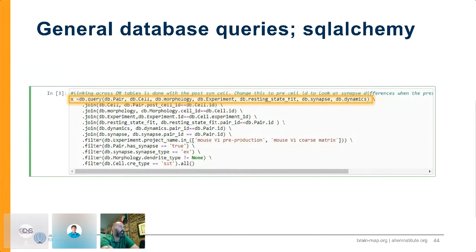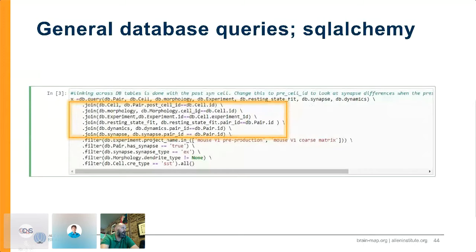And now I need to describe the relationship between those tables with these join statements. At each point I'm explicitly stating which column in the table is equivalent to the column in the table I want to make the relationship across. So in this case, the post cell ID in the cell table is the same ID as in the pair table. And I do this for each pairing.